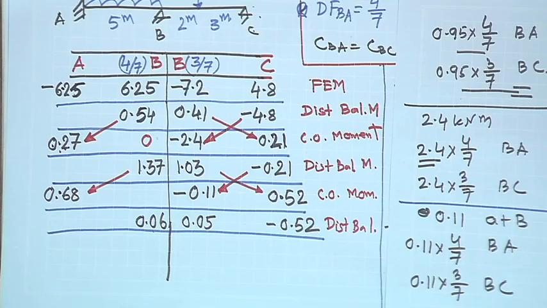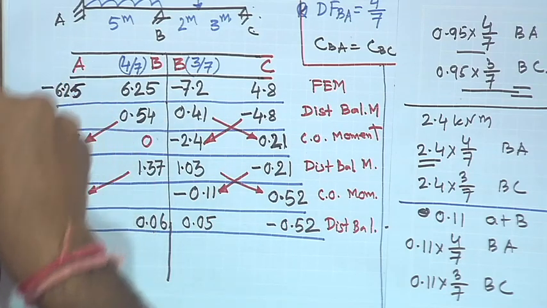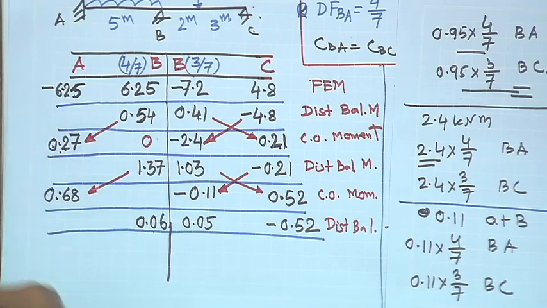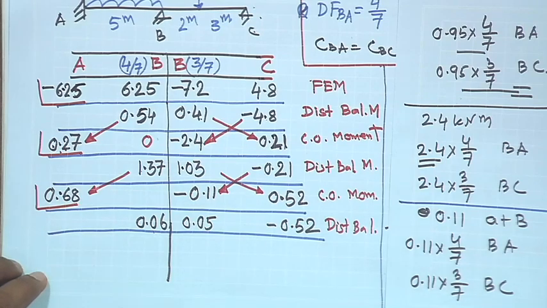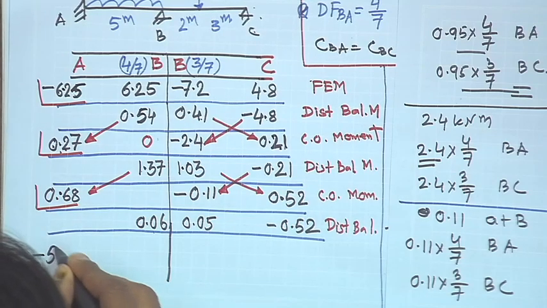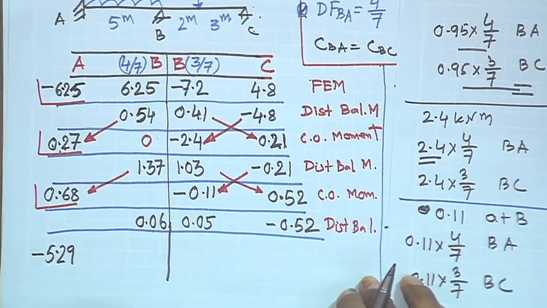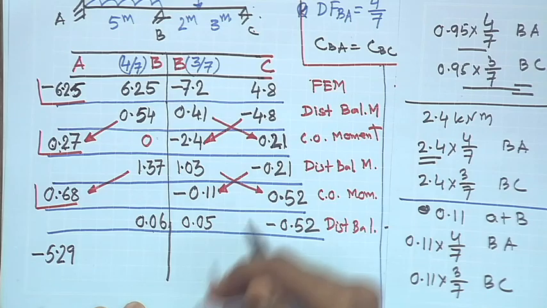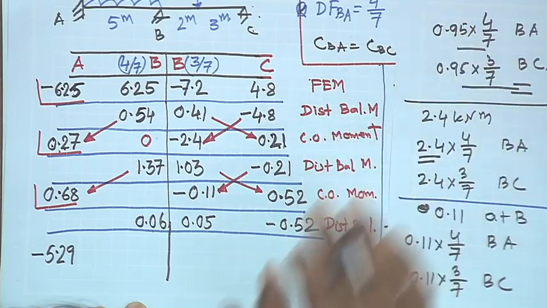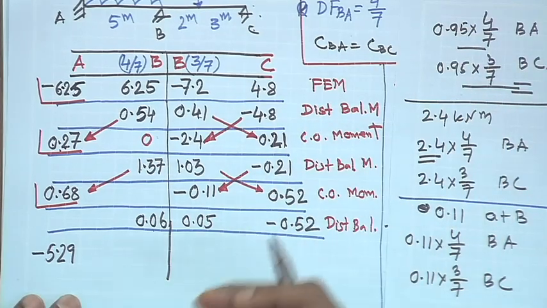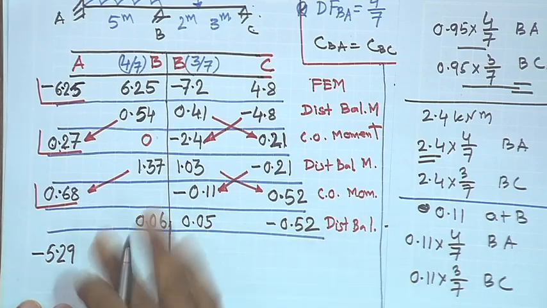Final tally will be, we need to add at point A, the final moment will be this plus this plus this, and this value is minus 5.29. Okay. As I said, you can continue with this, and you continue until you get your tolerance, the tolerance that you need to specify. But suppose now we stop it, then we will see what value we get.